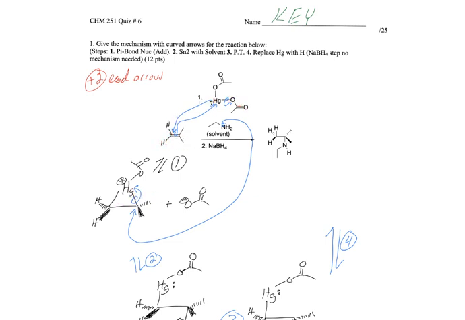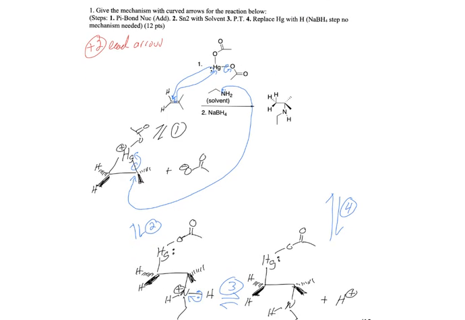I draw these two as wedges and the back two as dashes. The protic solvent comes in and does the SN2 on the more substituted side. Again, these are the steps that are given above.